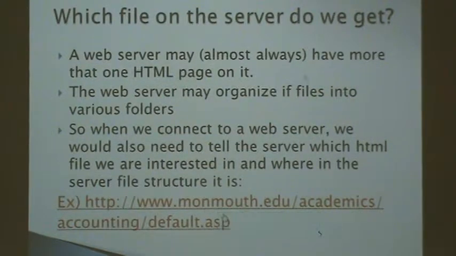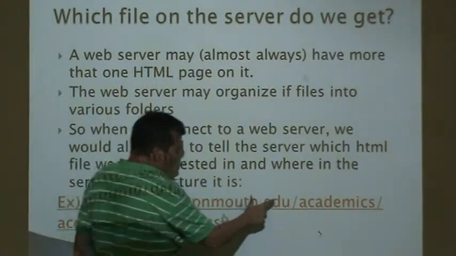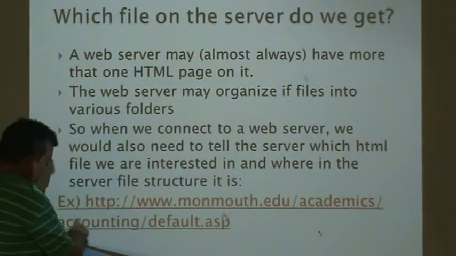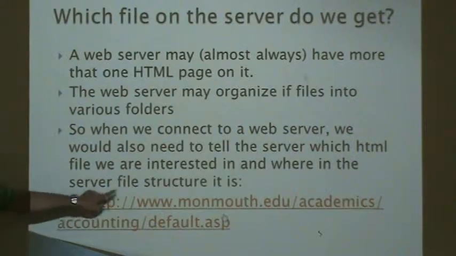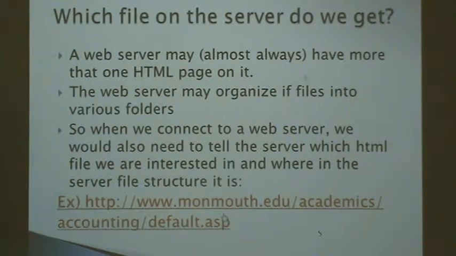So this is kind of an example. Nobody would ever remember this, I don't think: monmouth.edu/academics/accounting/default.asp. But if you remember the Monmouth page, you would very easily be able to find it. You find the menu for academic departments, you find the accounting department, you hit it. And then the server knows this name and will send this page to you.